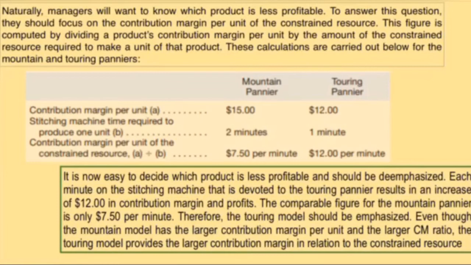Naturally, managers will want to know which product is less profitable. To answer this question, they should focus on the contribution margin per unit of the constrained resource. This figure is computed by dividing a product's contribution margin per unit by the amount of the constrained resource required to make a unit of that product. These calculations are carried out below for the mountain and touring panniers.